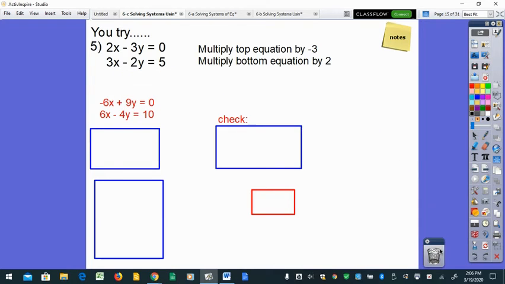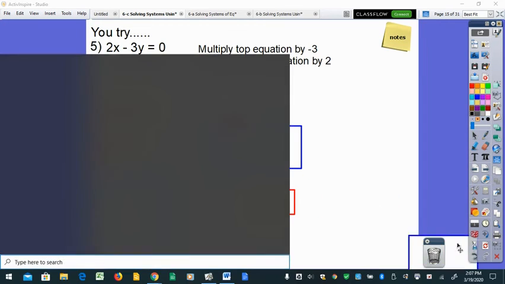So when I multiplied the top one by -3, I got -6x, positive 9y, and 0 times -3 is 0. 3 times 2 is the 6 in front of the x, -2 times 2 is the -4 in front of the y, and 5 times 2 is 10, and I'm ready to eliminate. I add down, I get 5y equals 10, divide by 5, and boom, I've already got the 2.